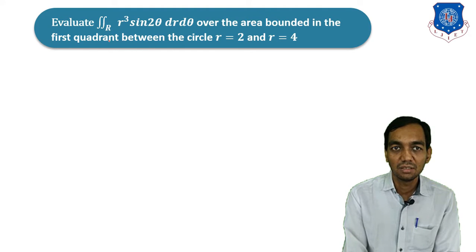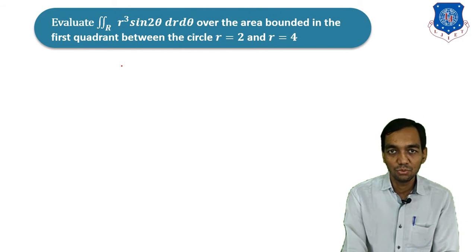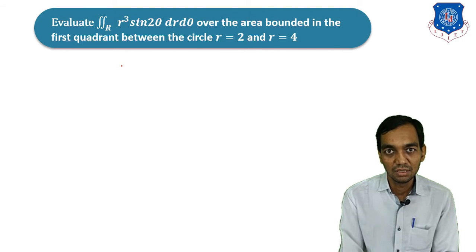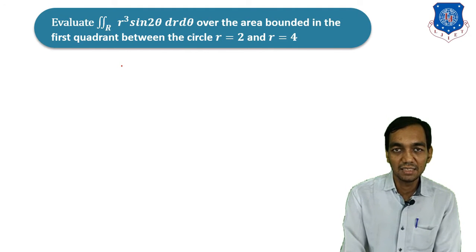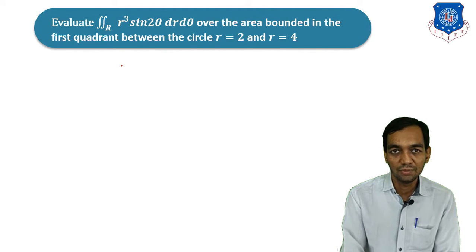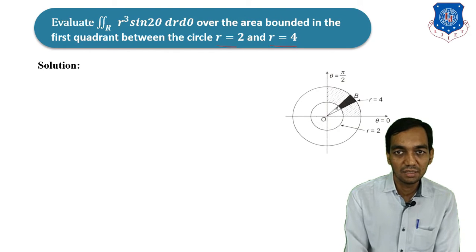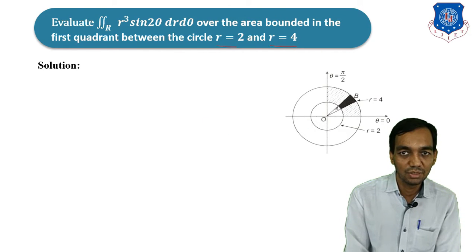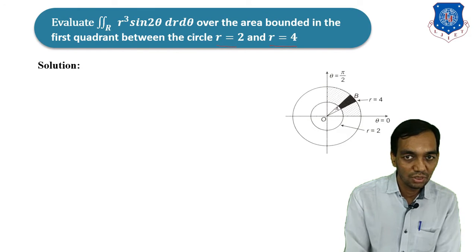Now, evaluate the double integration of r cubed sin 2 theta dr d theta over the area bounded by the circles in the first quadrant between the circles r = 2 and r = 4. That means you have been given two circles. r = 2 is the equation of a circle. We have seen that r = constant is a circle having center 0, 0 and radius 2. And r = 4 is a circle having center 0, 0 and radius 4. So you have two different circles.